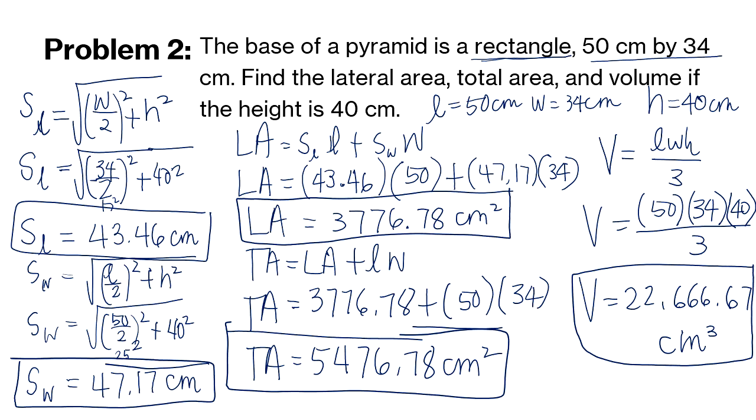Now here are the answers for problem number 2. So the slant height for the length is 43.46 centimeters. The slant height for the width is 47.17 centimeters. Lateral area is 3,776.78 square centimeters. Total area is 5,476.78 centimeters squared. And for volume, we have 22,666.67 centimeters cubed. Shall we proceed to problem number 3?